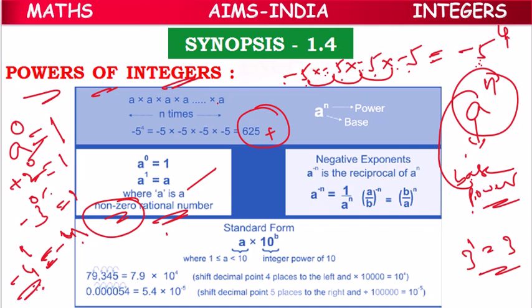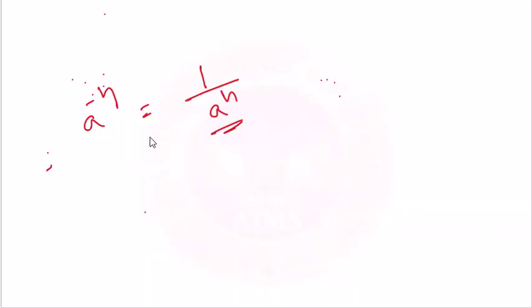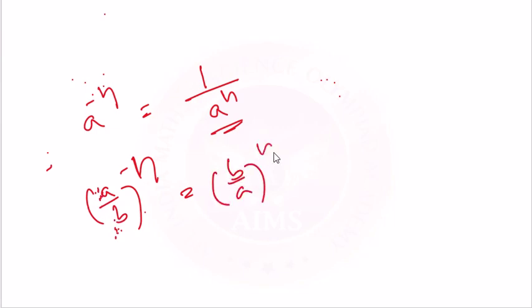Suppose we have a negative power, a power minus n. Then it can be written as 1 by a power n, because the power will come down. Or if we have a by b whole power minus n, then we have to exchange the numerator and denominator, so it is b by a whole power n.